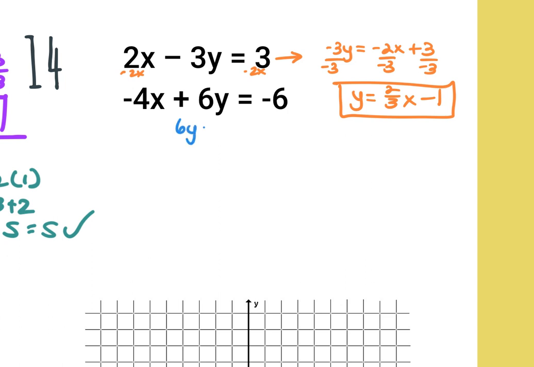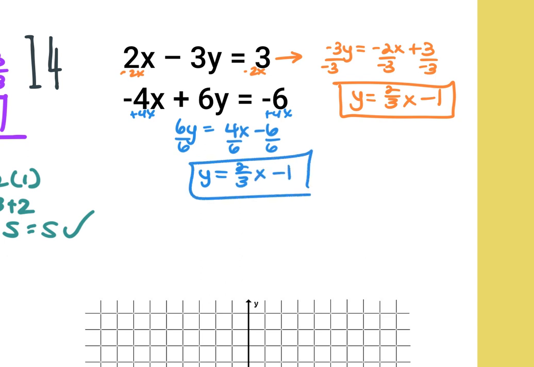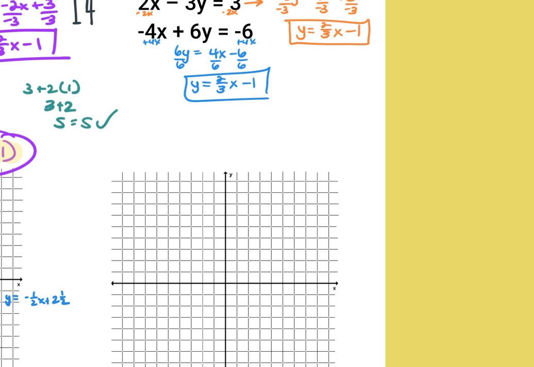Second one, 6y would equal, I'd be adding the 4x. So 4x minus 6, and then divide both sides by 6. Y equals 2/3 x minus 1. Now, what do you notice about your two equations? They're the same. What's going to happen when I graph them? Completely overlap, which means all real numbers. So if I wanted to graph one, I could, but they're going to be the same.